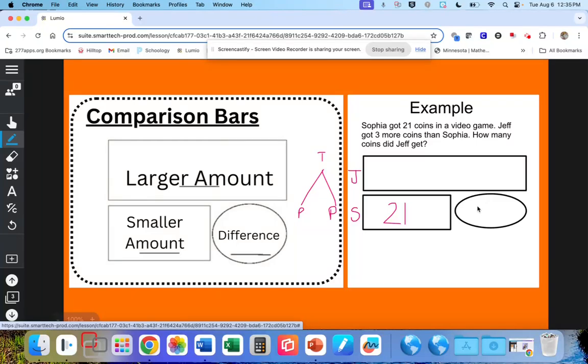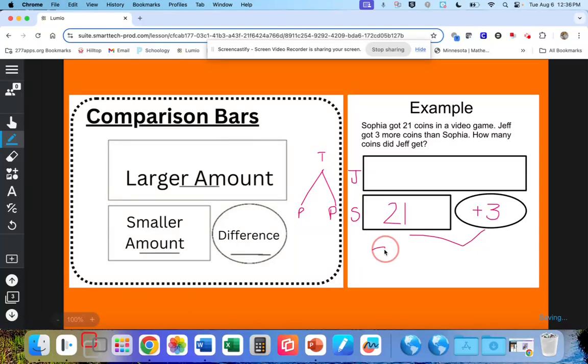Got 3 more. So I'm going to write a +3 in here because the word more tells us we're doing an adding or subtracting problem. And in this case, we would do an addition because we have a part and a part. So we're going to do 21 plus 3, and that will equal our amount. So if we wanted to write our equation, we would write 21 plus 3 equals J.